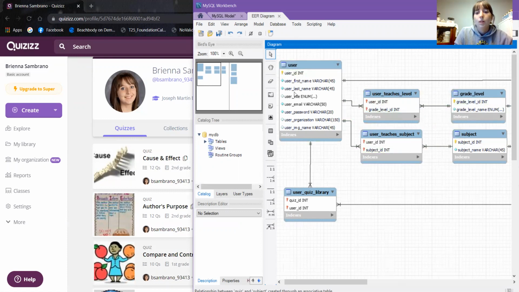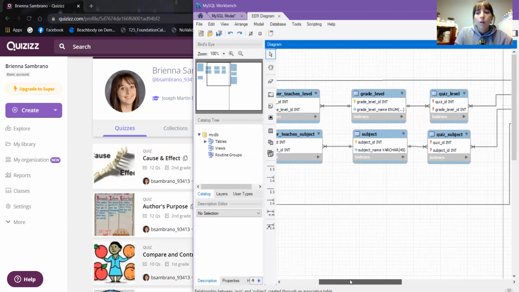Same thing for the subject. A user can teach many subjects. A subject can be taught by many users. So our linking table is that the user teaches a certain subject.